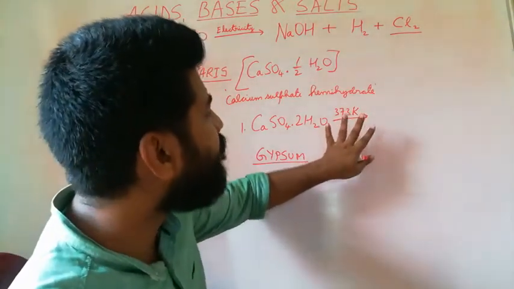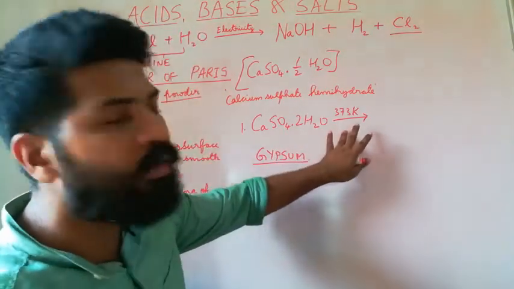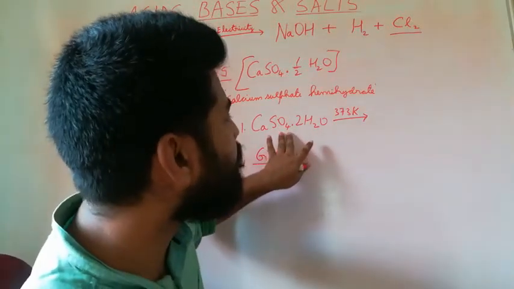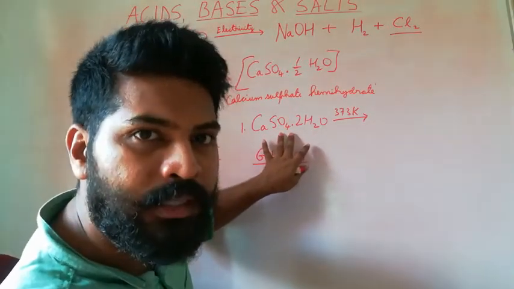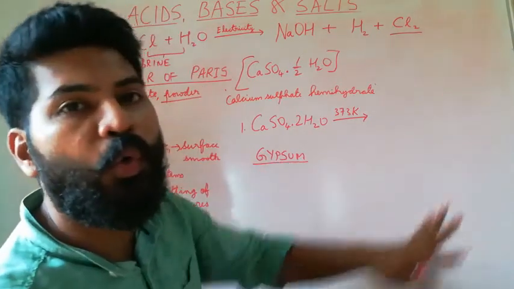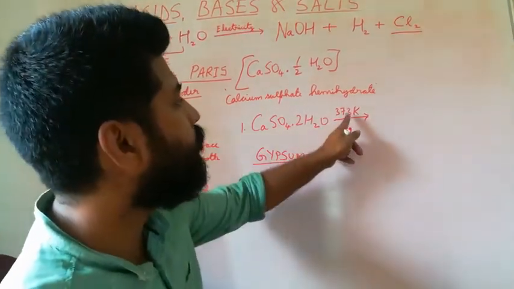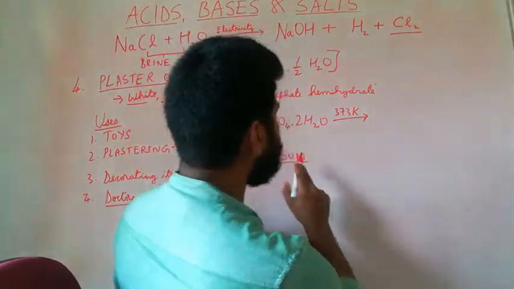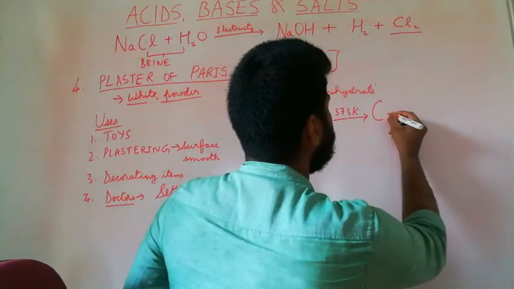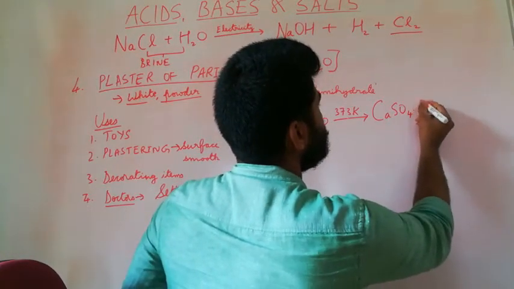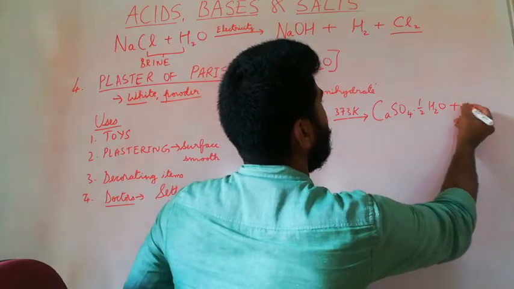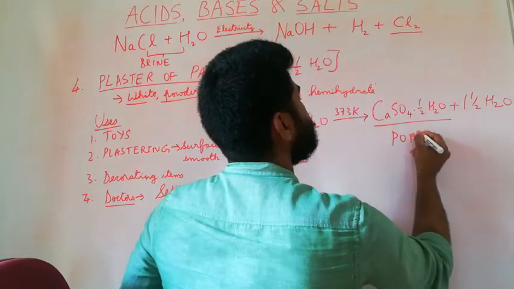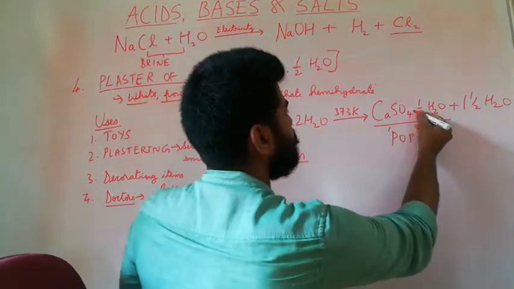So this temperature is very important. This is an example for thermal decomposition reaction, where you see a single reactant is broken down to produce two or more simpler products. So with the help of heat, thermal decomposition reaction. So when we heat gypsum, we get calcium sulfate hemihydrate and additional water molecules are lost. This is what is called plaster of Paris.